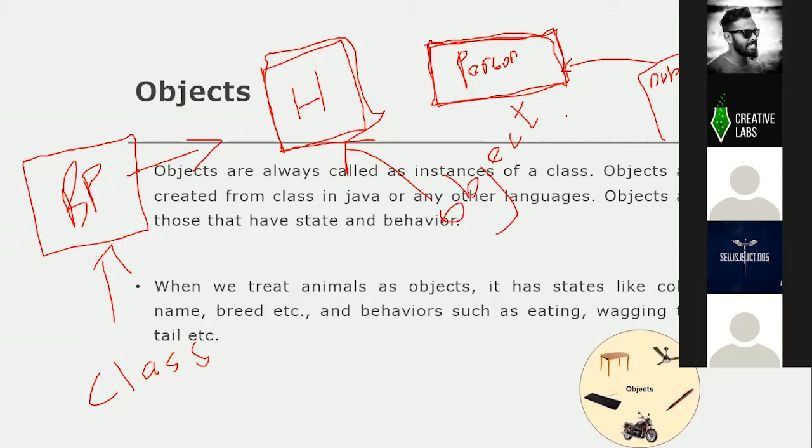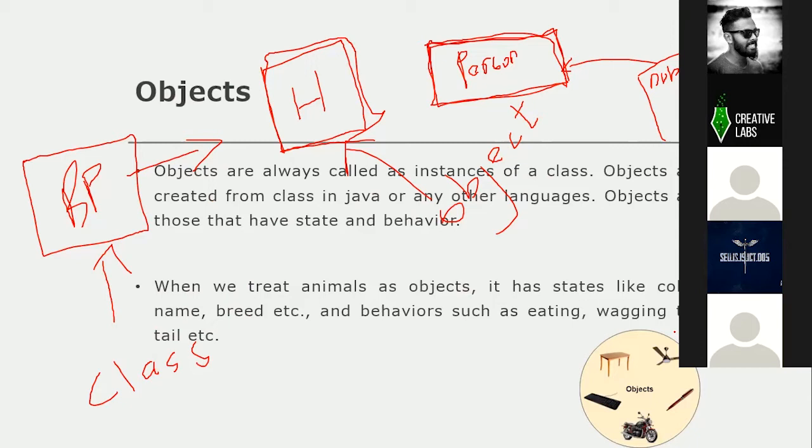So that is where the OOP concept comes in. This class will act as a blueprint, and out of this class we can create multiple objects. So if that's the case, we can create a class for a fan, and out of that fan class we can create multiple fans out of it, right?